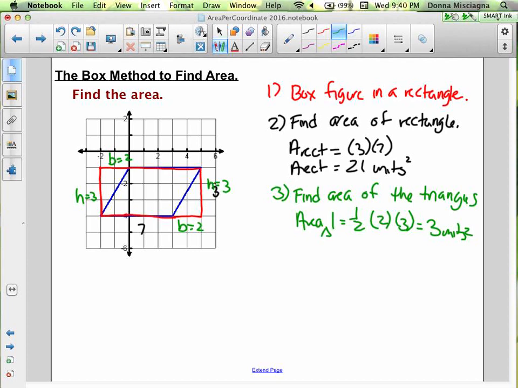All right, let's find the area of that other triangle. Well, that one looks pretty much to be the exact same size as the first triangle. Base there is 2, height is 3. 1/2 of 2 is 1, and then times 3 is again 3 units squared.